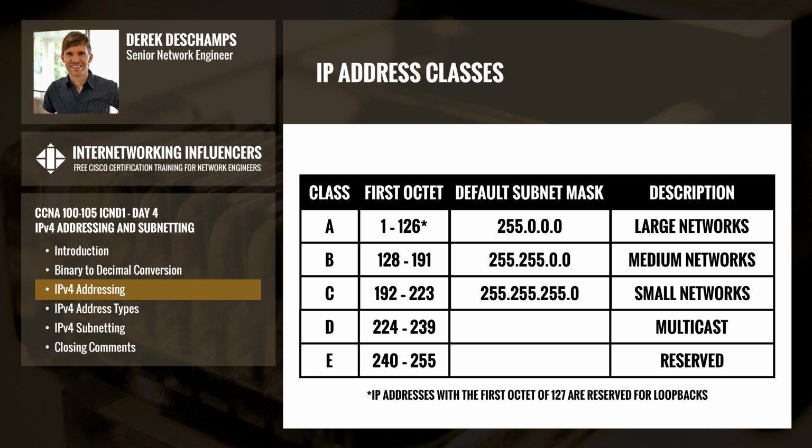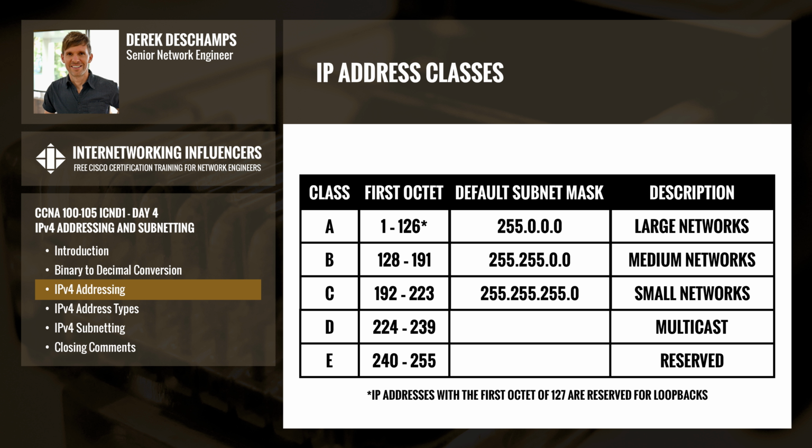A Class B IP address has a first octet of 128 to 191. A Class B IP address has a default subnet mask of 255.255.0.0 and is generally used for medium-sized networks. A Class C IP address has a first octet of 192 to 223. A Class C IP address has a default subnet mask of 255.255.255.0 and is generally used for small networks.